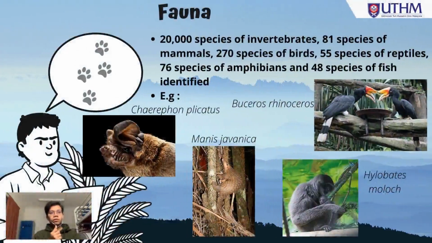In terms of fauna, there are 20,000 species of invertebrates, 81 species of mammals, 270 species of birds, 55 species of reptiles, 76 species of amphibians, and 48 species of fish identified. These are examples that can be found in Gunung Mulu, such as Trachypithecus, Rhinoceros hornbill, Manis javanica, and Hylobates.